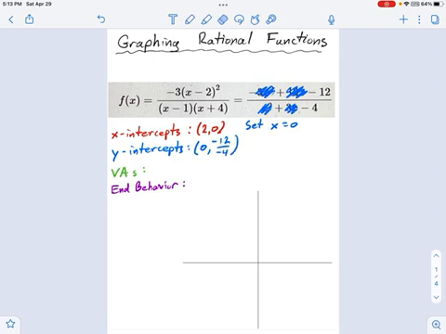Now that looks a little weird, right? We can do better than that. Negative 12 over negative 4 is just 3. So this y-intercept is going to be located at (0, 3). And I can clean this up a little bit. Okay, (0, 3) like that.